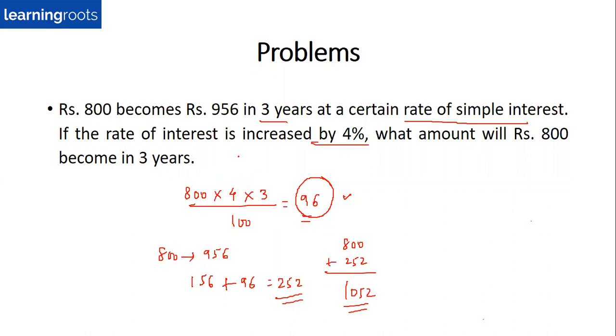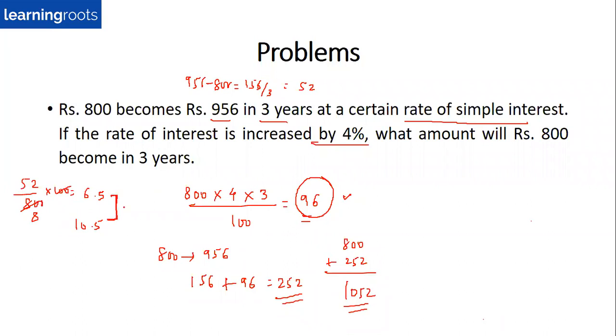Now, how you get this shortcut is you need to understand that the rate of interest increase is what is going to impact this. Because otherwise, if you solve this, you will probably do something like this. 52 by 800 into 100. Because 956 minus 800 is 156. 156 for 3 years. So 156 by 3 is 52 for 1 year. So 52 on 800 will give you 6.5. Increase of 4, so 10.5 as the new rate of interest. So this is where the difference lies.